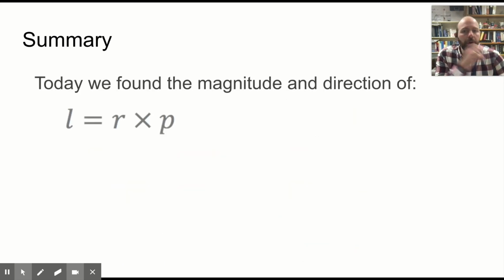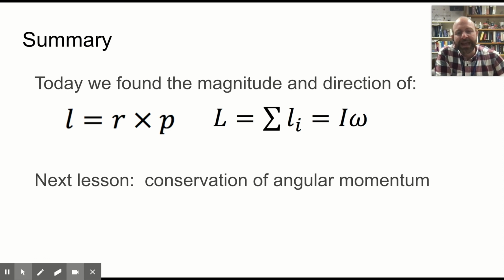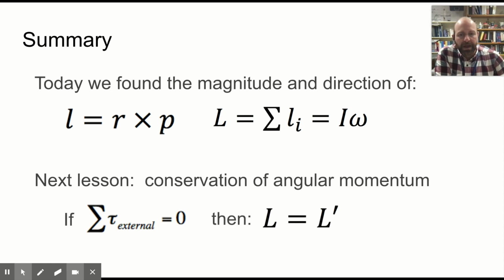So we were able to calculate the magnitude of a single particle's angular momentum about a point, or a system's, by adding up individual angular momenta, or by using I omega. The next piece is, how do we actually apply conservation of angular momentum, using this idea that if there are no net external torques, then angular momentum should be conserved.